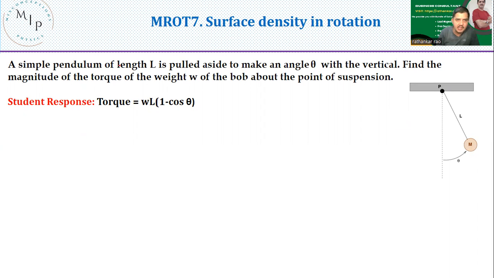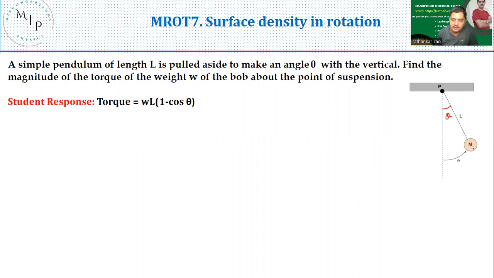See, it says a simple pendulum of length L is pulled aside to make an angle theta with the vertical. So you're pulling it aside like this, makes an angle theta with the vertical. Okay, this angle is theta. It is described here. Let me write it down for the sake of clarity. So find the magnitude of the torque of the weight. What is the torque of the weight?